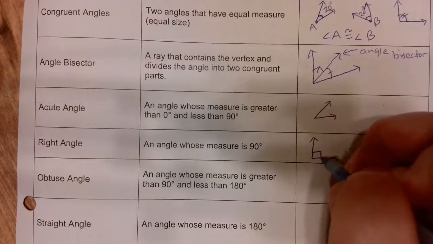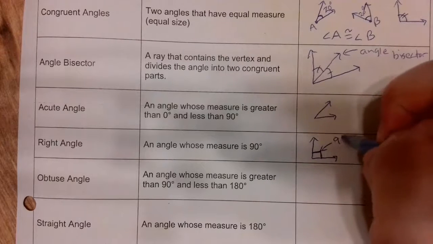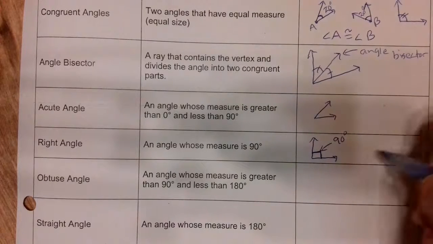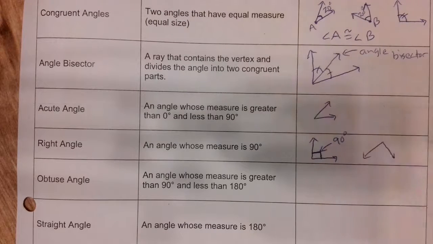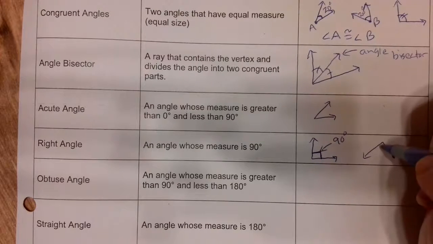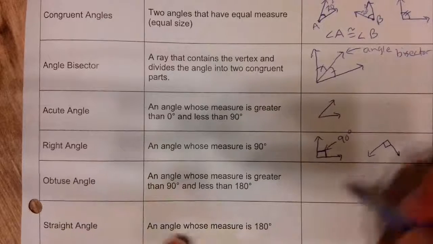And we put a little symbol here in the corner. That symbol right there is the symbol for 90 degrees. Now, it could also go this direction and still be 90 degrees. It doesn't have to be straight up and down, but we're talking about something that could be turned to be vertical and horizontal. An obtuse angle is more than 90 and less than 180.